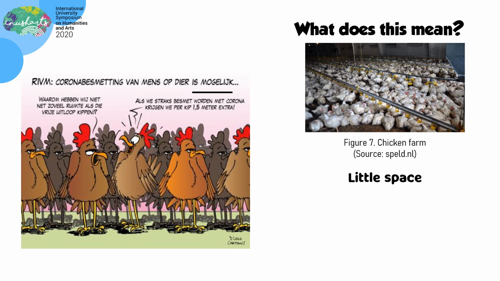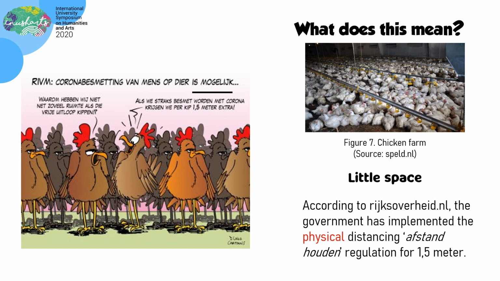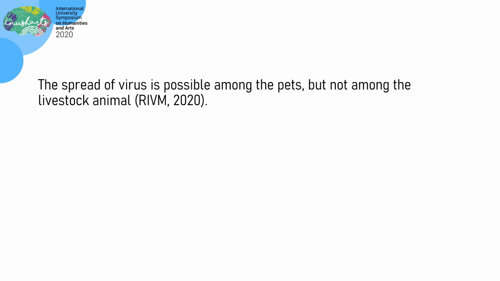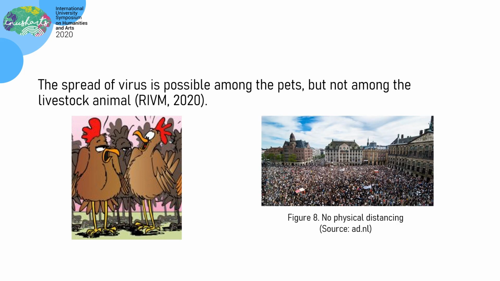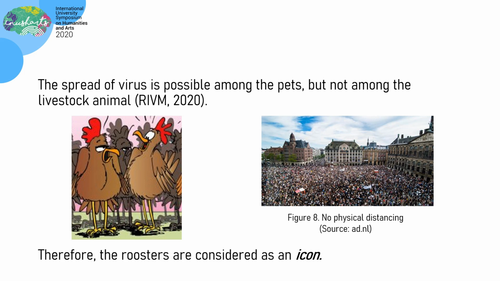Then physical distancing is required. There is not much space inside the farms compared to free-range chicken. The free-range chicken can live freely outside. According to regs.overheid.nl, the government has implemented the physical distancing or afstandhouden regulation for 1.5 meters. It is also stated in the cartoon, the Ministry of Health has declared that there is a probability the virus spread from humans to pets.